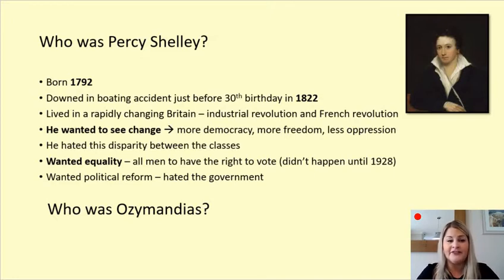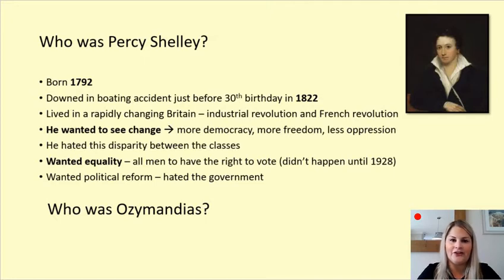Anyway, you're going to need a few notes on him. Don't write it all down. Pick the key bits. I've made some stuff bold so you can look at it. So he was born in 1792 and he died just before his 30th birthday in a drowning accident in 1822. He lived in a rapidly changing Britain.